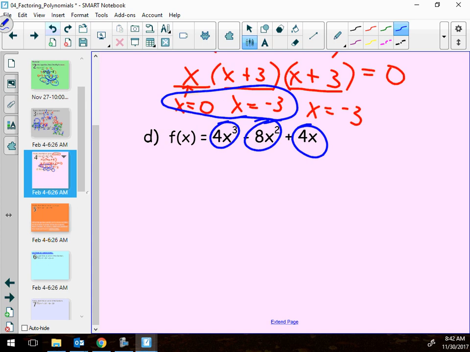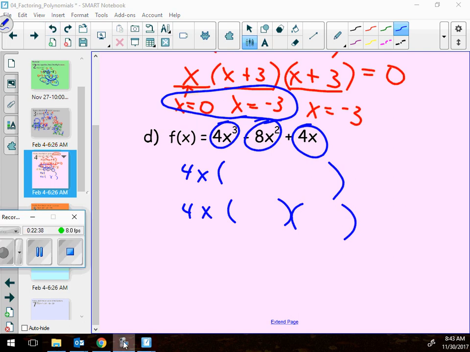Some people do it really quick in one step. They factor it the whole way. It's okay. It's legal. But I like to do it in 2 steps. 4x comes out of everything. And then I like to do the next part, this part breaks up into 2 parts. All right, I'm going to pause for a sec while you give that a try.